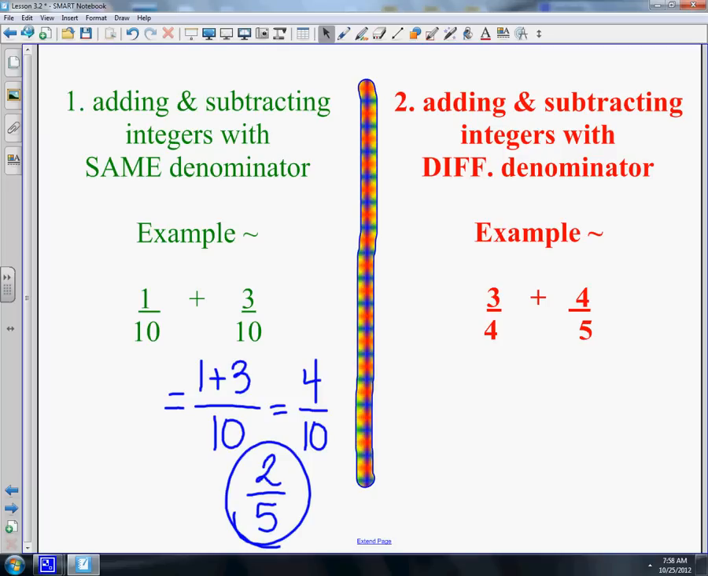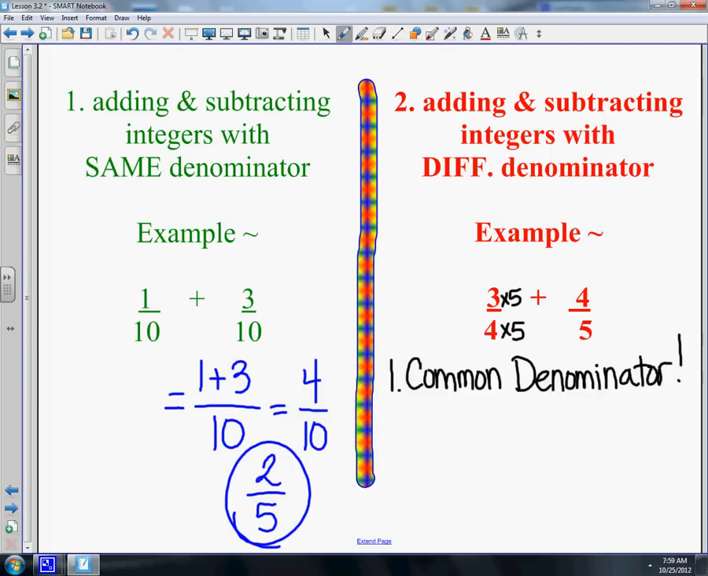Now, for adding and subtracting integers with different denominators, here's an example, 3/4 plus 4/5. Well, step 1, you have to have a common denominator. So the easiest way that I find to find a common denominator is to multiply the 3/4. I'm going to multiply this by 5 and this by 5 because it is the 4/5 denominator. And then I'm going to multiply this by 4 and this by 4.